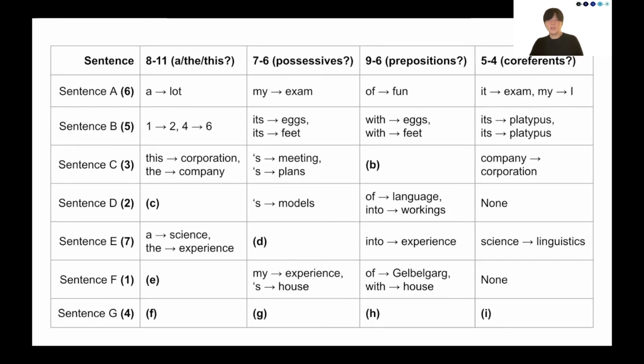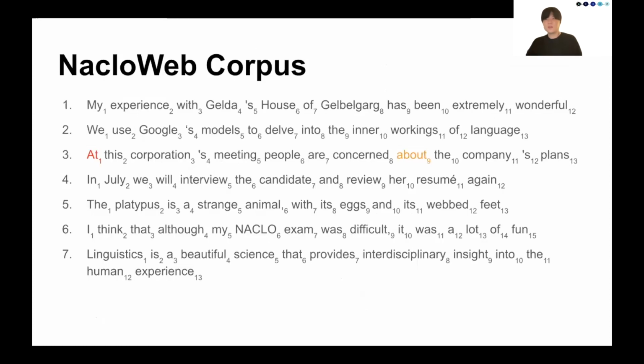Next, cell B is under column 9-6 in sentence C, or sentence 3. This attention head, if we recall correctly, connects prepositions to their associated nouns. So going back to the corpus, we start by highlighting all the prepositions. There's one at position 1, at, and about at position 9. That's simple enough.